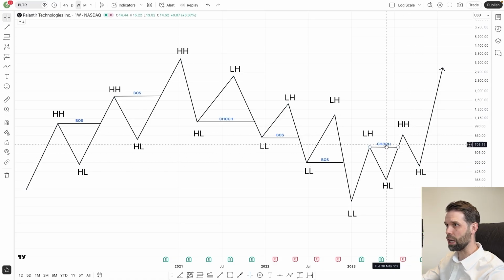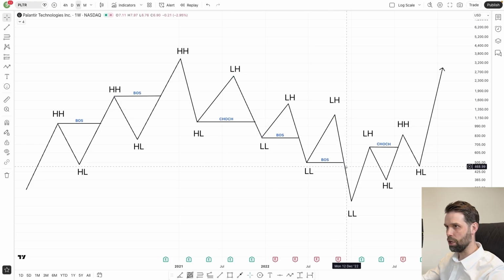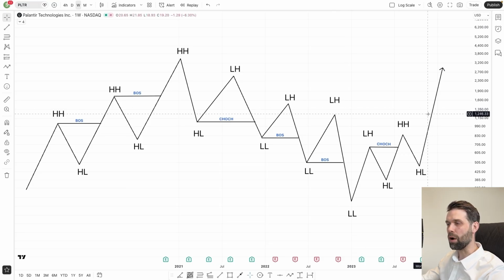So this change of character is a change of character, but sometimes it's unofficial. What we really want is to close candles above this lower high, which has the last break of structure to the downside. That is what we call more of an official change of character, and it's a higher probability that the trend has officially changed and price will continue to go up.